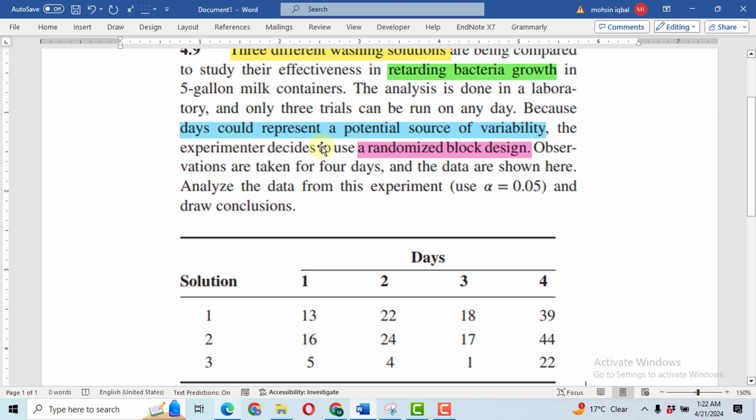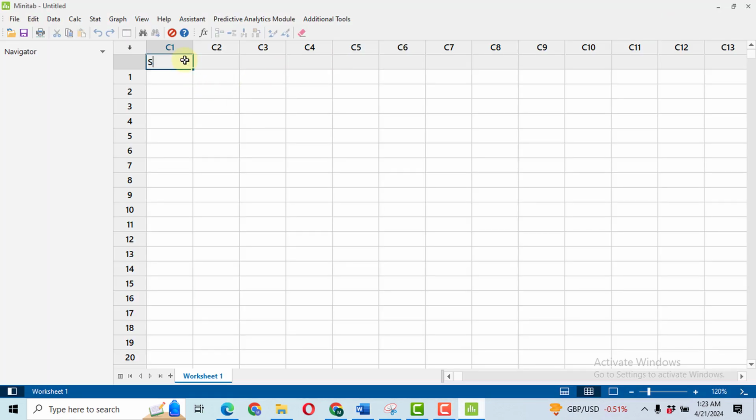Because the days could represent a potential source of variability because of different temperature, humidity, and similar variables, the experimenter decides to use a randomized complete block design to block the effect of the days. So observations are collected for the 4 days, and these 4 days are the 4 blocks, and we have to block their effect. I will analyze the problem in Minitab.